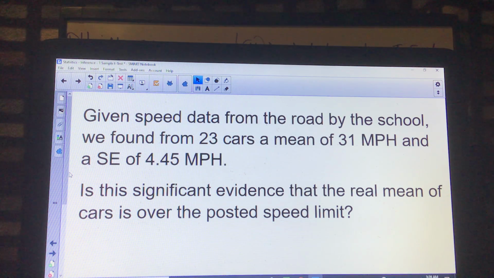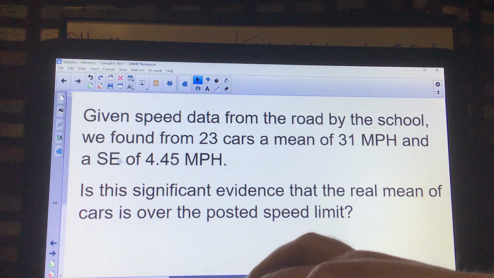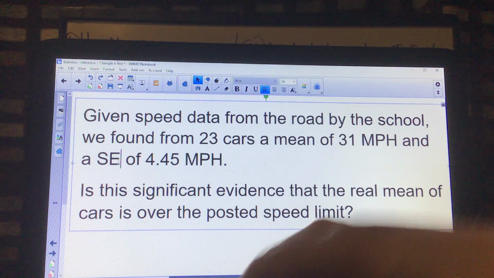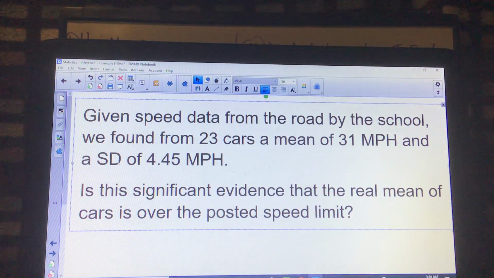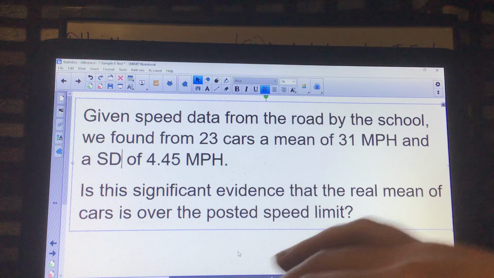We found that they had a mean speed of 31, which on average looked like they were speeding. But once again, due to natural variation, that doesn't mean the entire population was. And that sample had a standard deviation. Oops, I have standard error in here. Let's fix that. So the standard deviation for the sample was 4.45 miles per hour.